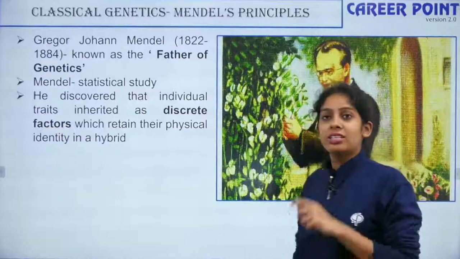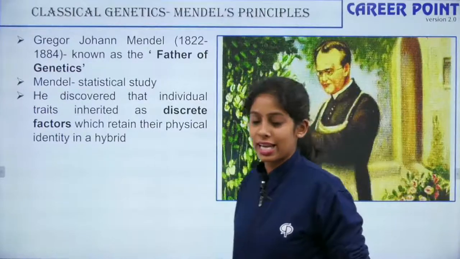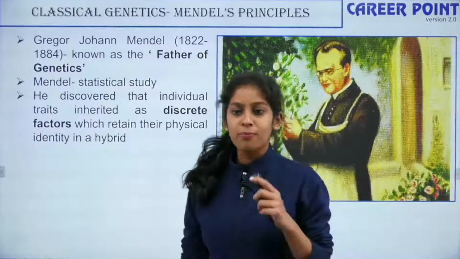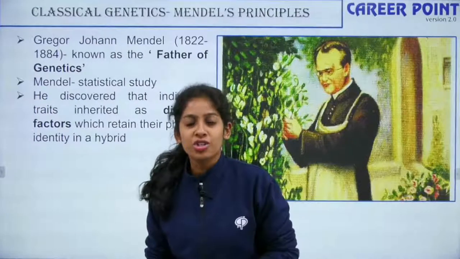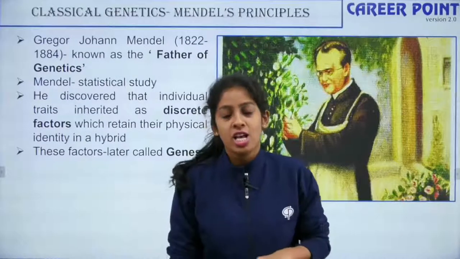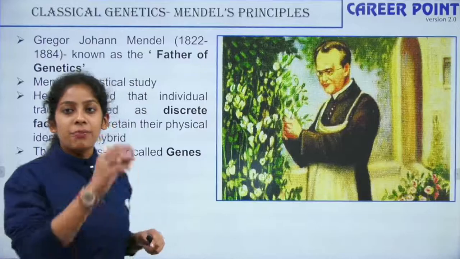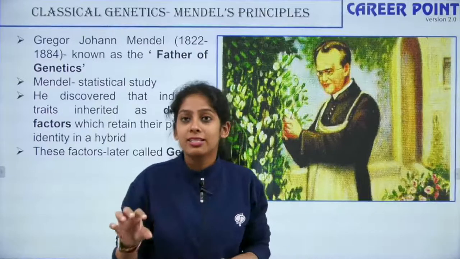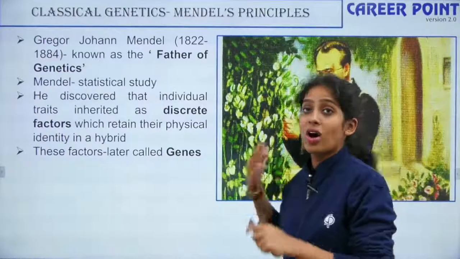He discovered that individual traits are inherited as discrete factors which retain their physical identity in a hybrid. Well, the English is pretty complicated, so to put it in simple words, something from the mother is passed on to the daughter or to the son. He called that which passes from one generation to the other discrete factors, which later came to be known as genes. Initially he did not use the term gene, because it was coined by William Bateson. So this discrete factor was later coined as genes.